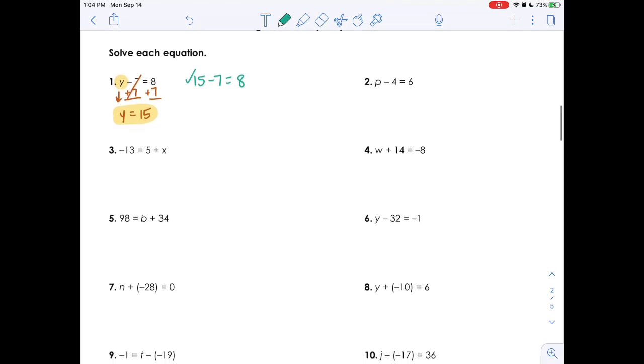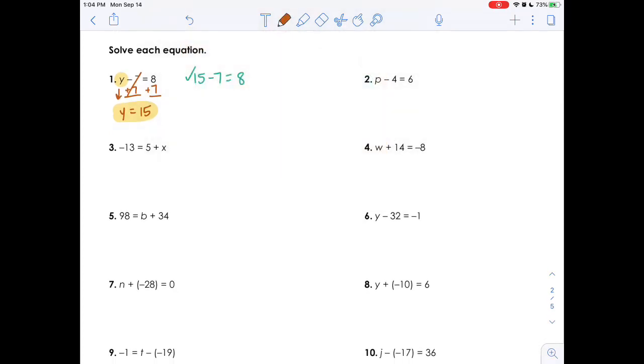I'm going to move on to number 3. Number 3 says negative 13 equals 5 plus x. Now my variable is on the right side, the x, and I'm trying to get it by itself. The x is connected to the 5 by addition, and the 5 is also a positive. So I want to think, how can I get rid of the 5? Well, if I subtract 5, it will leave me with 0. 5 minus 5 will give me 0 plus x. Well, 0 plus x is just x, which is what I want.